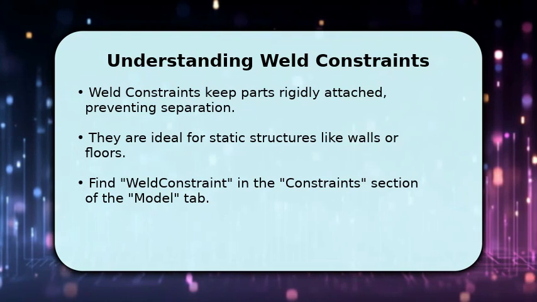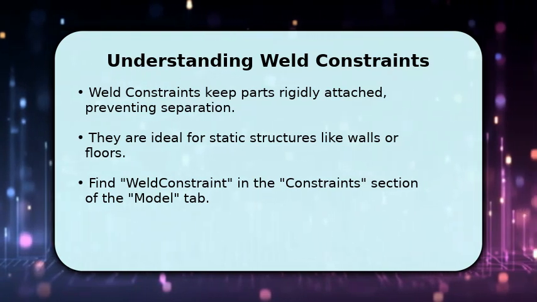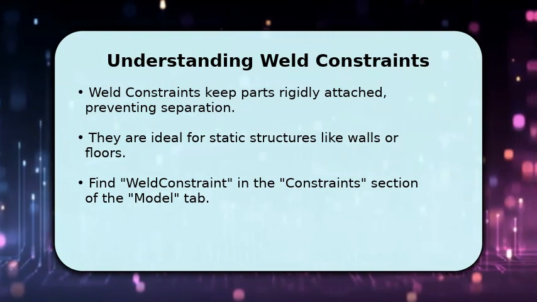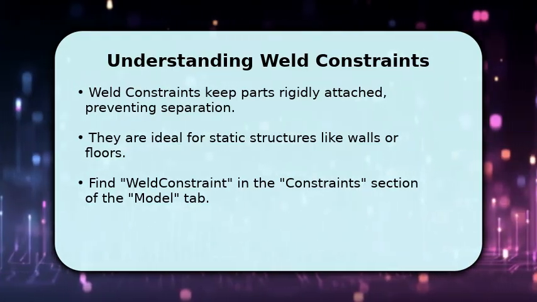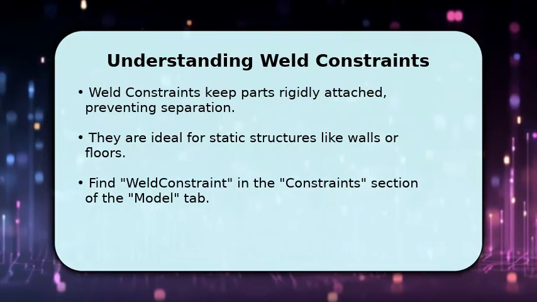Weld constraints are crucial for creating stable, unmoving structures. They ensure that connected parts remain rigidly attached, preventing them from falling apart or moving independently.